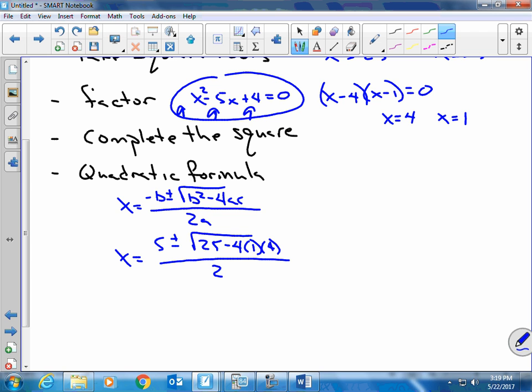And from there we get 5 plus or minus the square root of 9, over 2, which equals 5 plus or minus 3 over 2. And 5 plus 3 is 8 over 2, which is 4. 5 minus 3 is 2 over 2, which is 1. And we get the exact same answer as above.